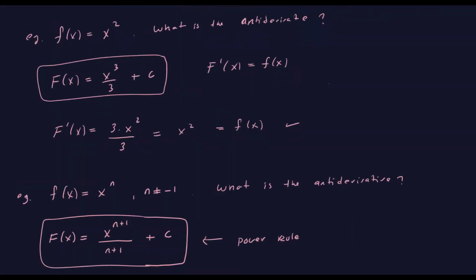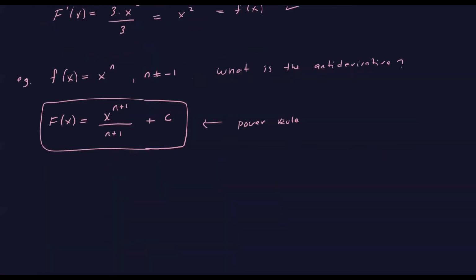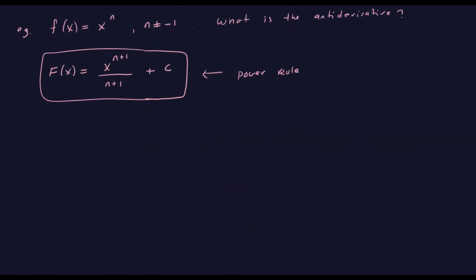So check this out with the previous one. If I am looking for the antiderivative of this function, I pretty much add 1 to the power, and then the same power goes on the bottom. You get this function right here. So this is a formula you want to remember every time you want to find the antiderivative of a function that is in this power form.